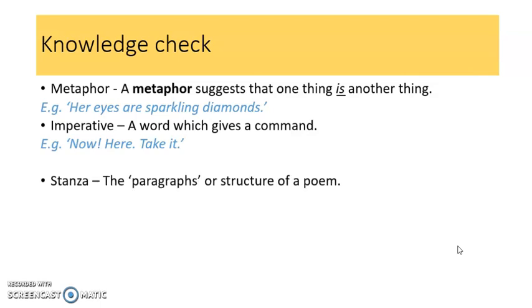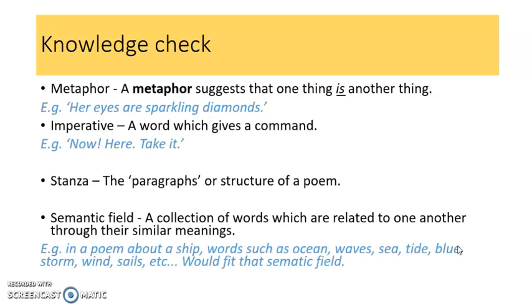Number 3, a stanza. This is the name given to the paragraphs or the structure of a poem. It might have been a bit tricky to write an example down there, but hopefully as we look at the poem and talk about the word stanza, you will have an idea of what that means if you don't already. And the final one, semantic field. This is a collection of words which are related to one another through similar meanings. So for example, in a poem that might be about a ship, words such as ocean, waves, sea, tide, blue, storm, wind, sails, etc., these would all fit that semantic field.